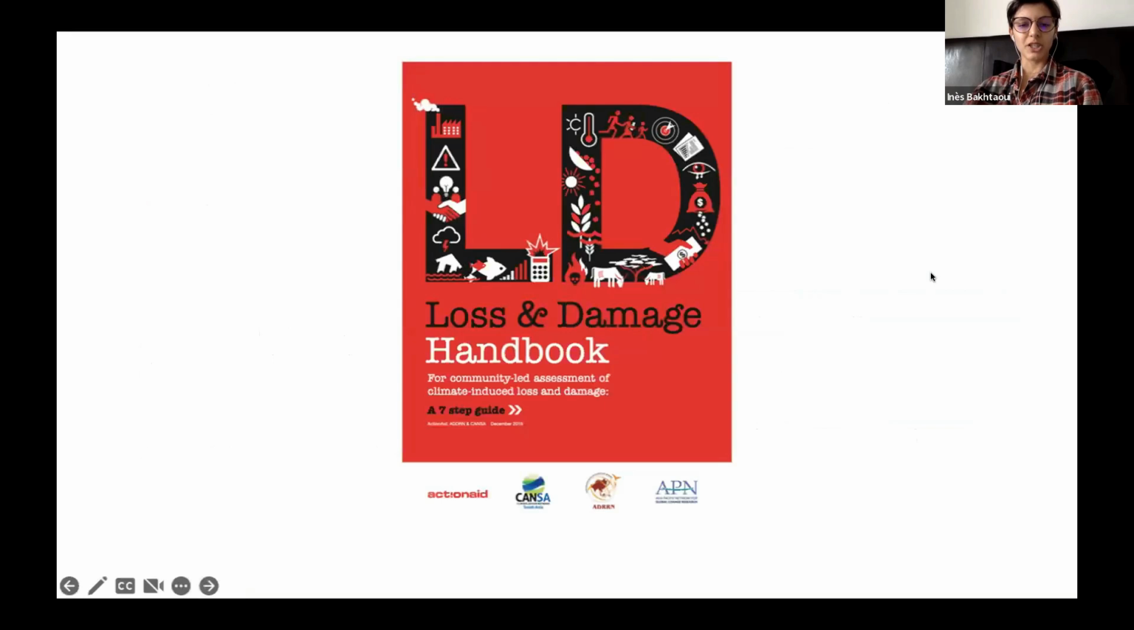I also wanted to mention that the methodology we have developed is inspired by the work that has been done by ActionAid, CAN South Asia, ADRRN, and the APN, which is a methodology for community-led assessments of climate-induced loss and damage. It's called the Loss and Damage Handbook. And we have used this as a first basis to develop what we're going to present today, but then adapted it for our own needs.